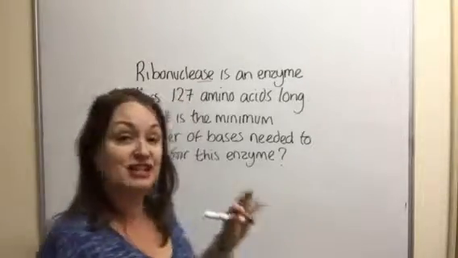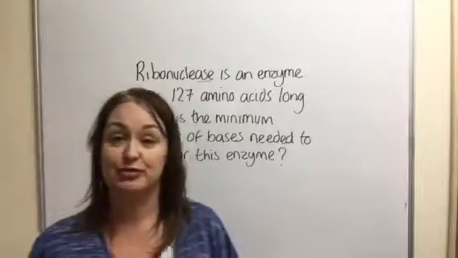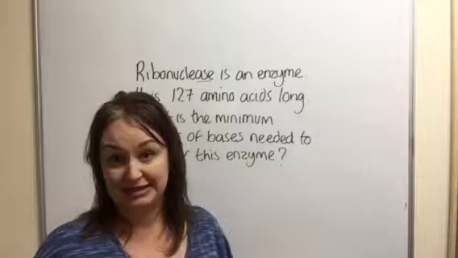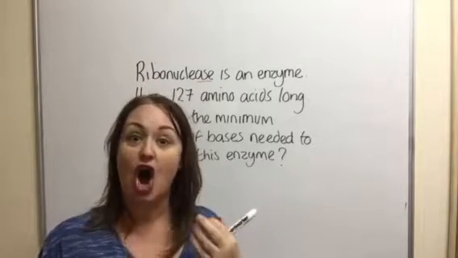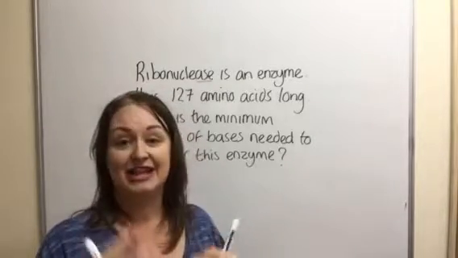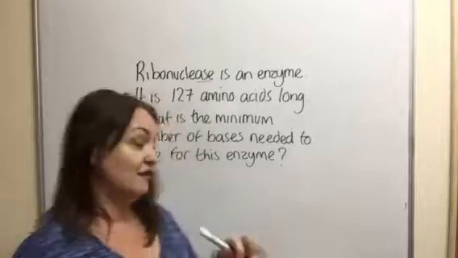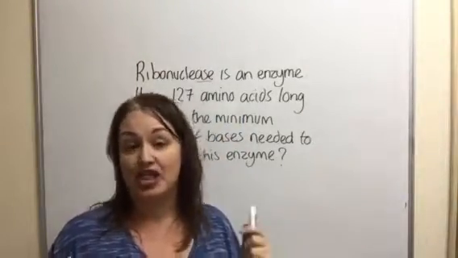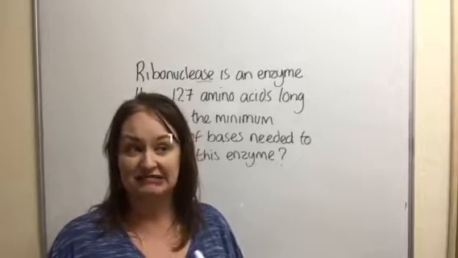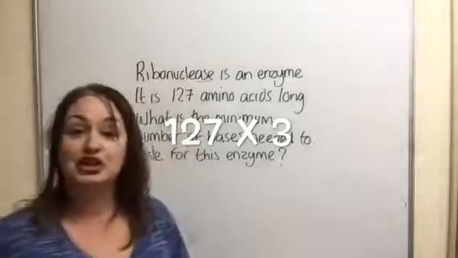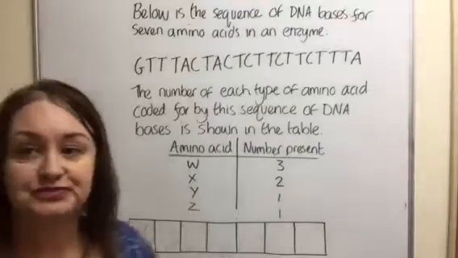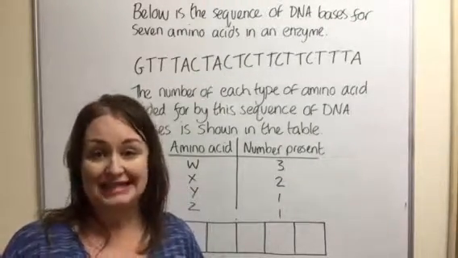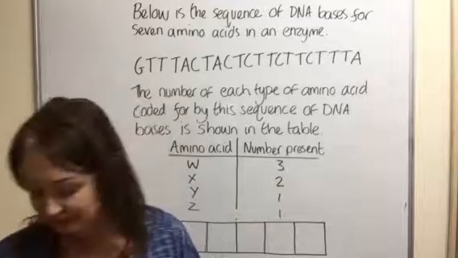In actual fact, that question may as well ask, how many bases code for an amino acid? And we know there are 3 bases that code for one amino acid. So I've got 127 amino acids, I need to times that by 3. And our answer is 381. Okay, just have a read of this question and then start and see if you can answer it.